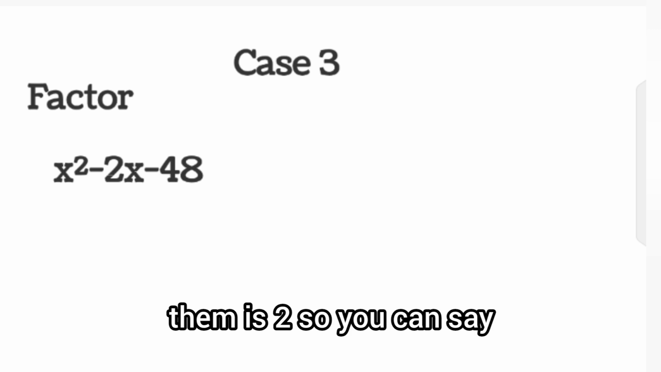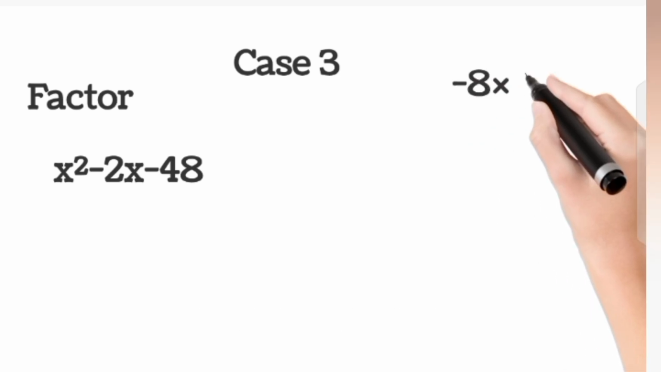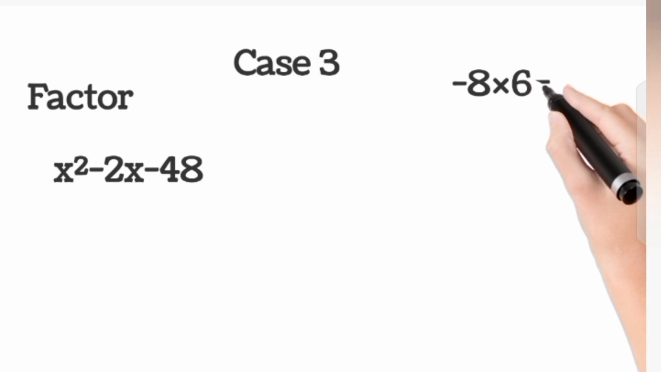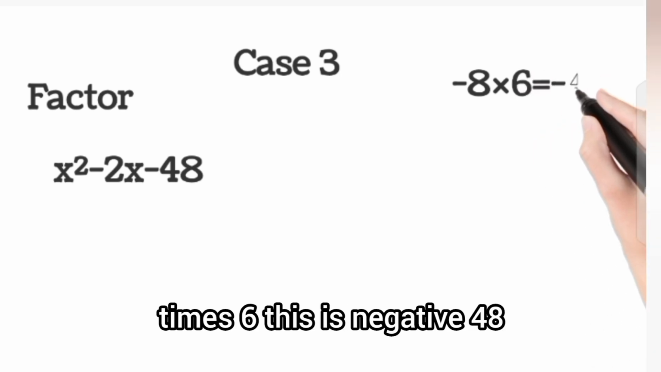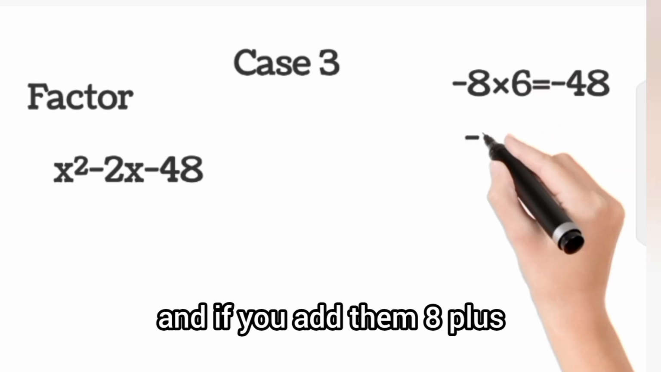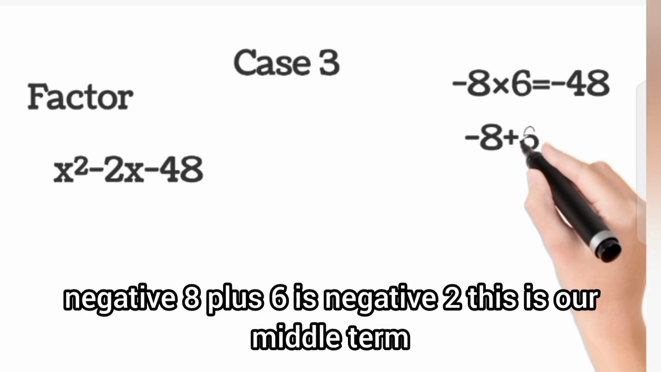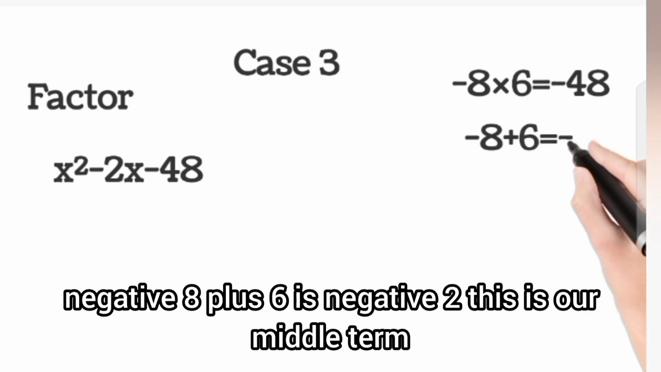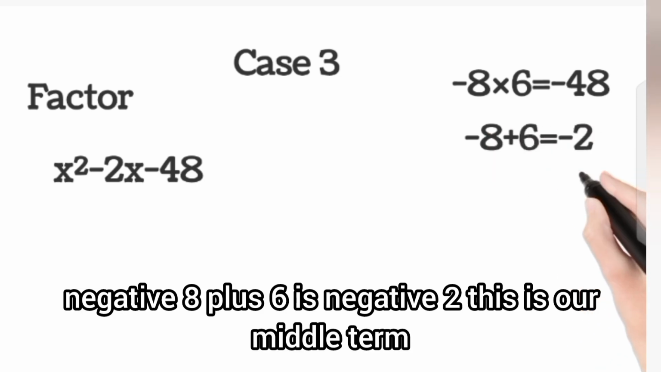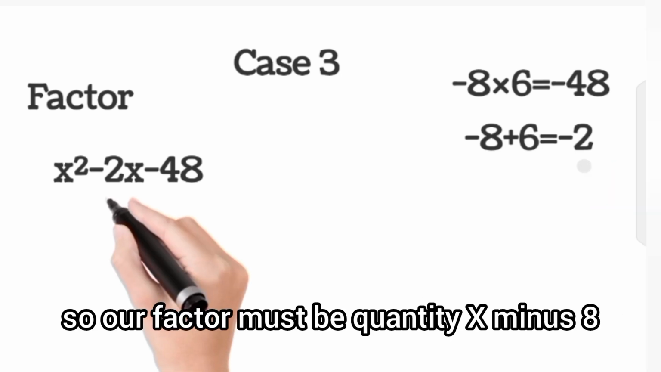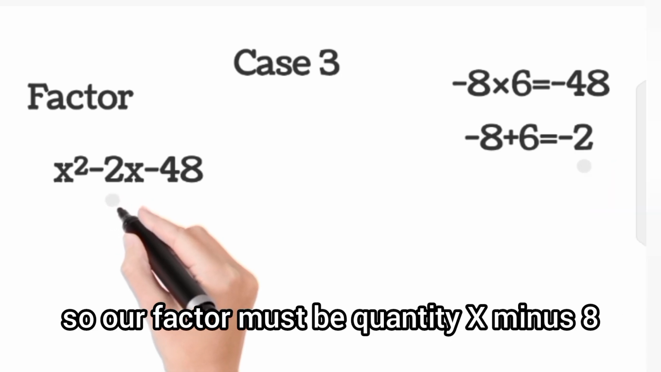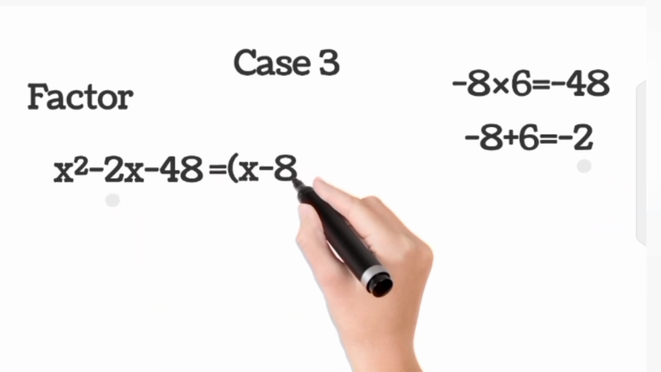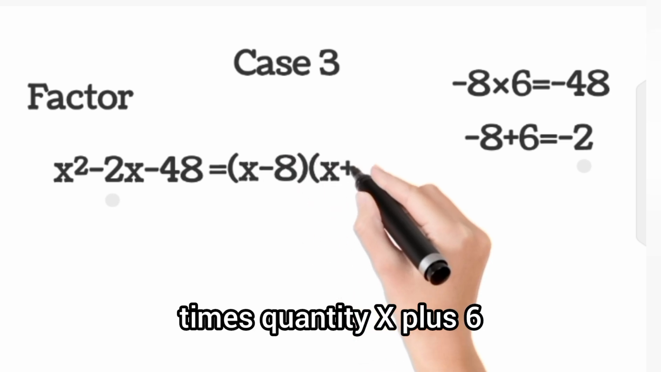So we can say that the factor is negative 8 times 6. This is negative 48. And if you add them, negative 8 plus 6 is negative 2. This is our middle term. So our factor must be quantity x minus 8 times quantity x plus 6.